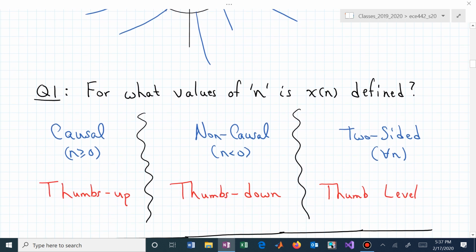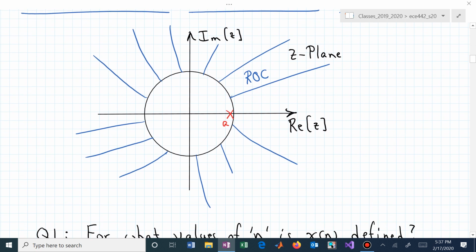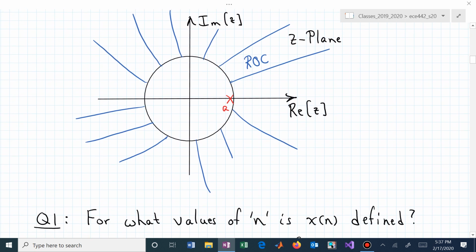And you have 3 choices. You could say n is when the values of n are non-negative. That would be a thumbs up. A thumbs down would be the opposite, when n is negative. Two-sided, you're going to have the horizontal thumb or a level thumb. Those are the 3 choices. Do you need to look at this any longer? Can you now determine what you would respond to that question?